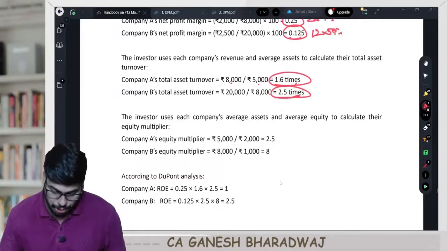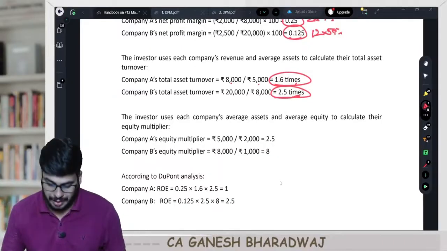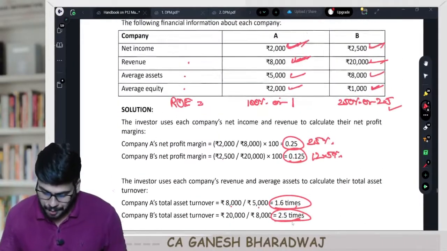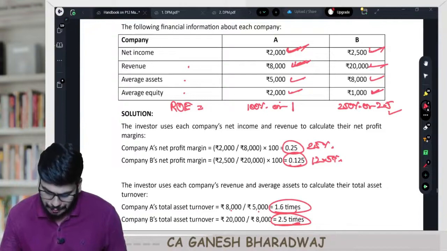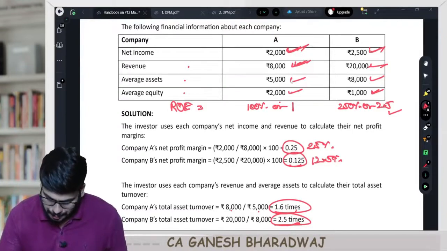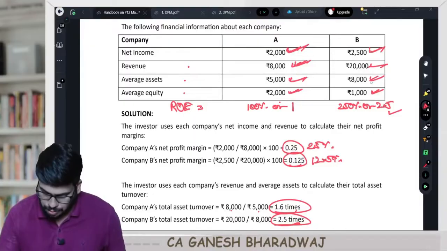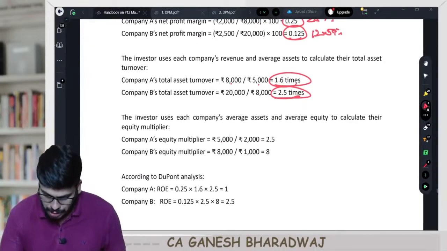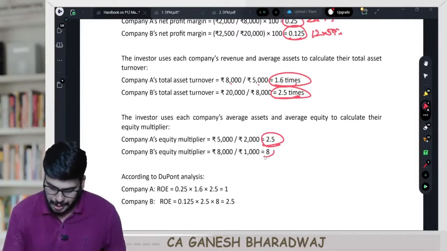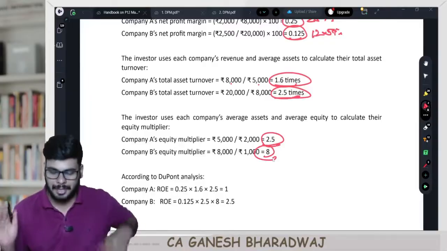Then how about your magnifying effect, that is your leverage effect, the equity multiplier? Here you have total assets upon equity. It's going to be what? 5,000 upon 2,000. Here it's going to be 8,000 upon 1,000. So it's going to be 2.5 for company A and 8 for company B. Are you clear with this?